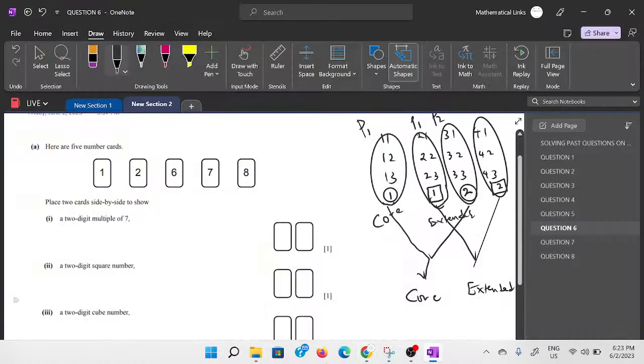Okay, so let's go back to the question here. A 2-digit multiple of 7. Okay, so multiple of 7, you know them. You have to do 7 times 1, 7.